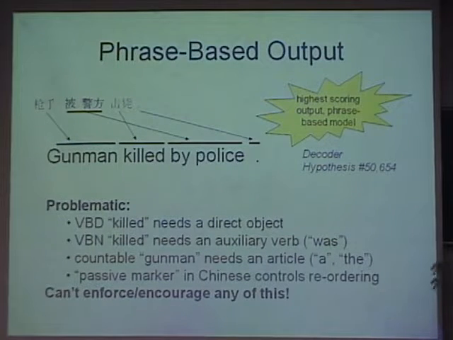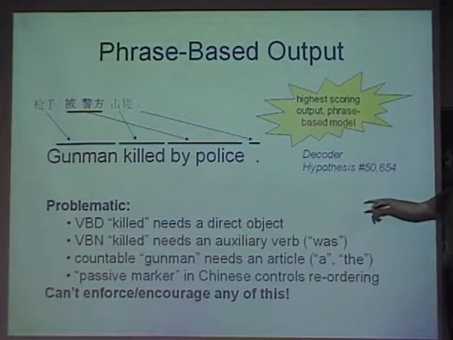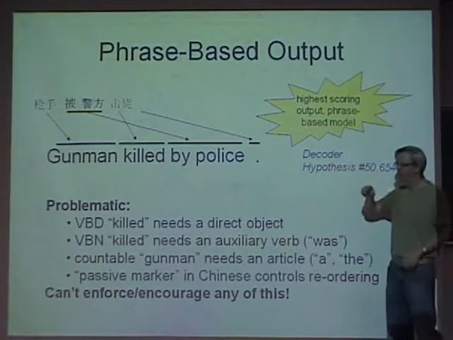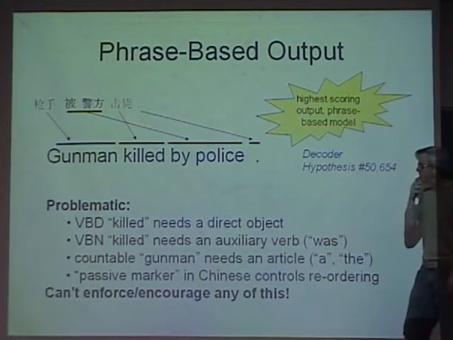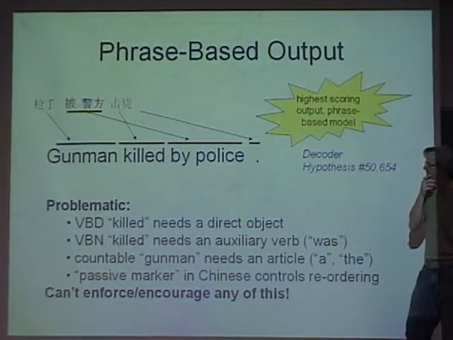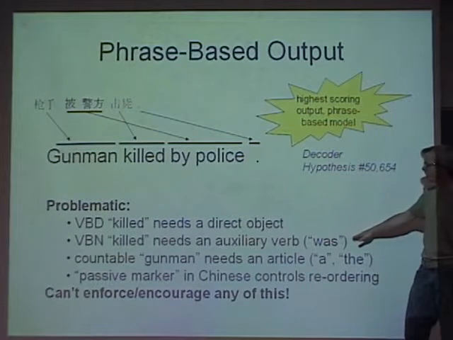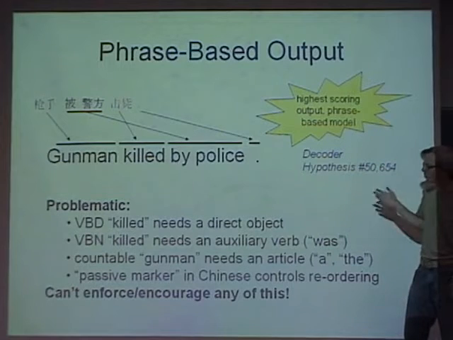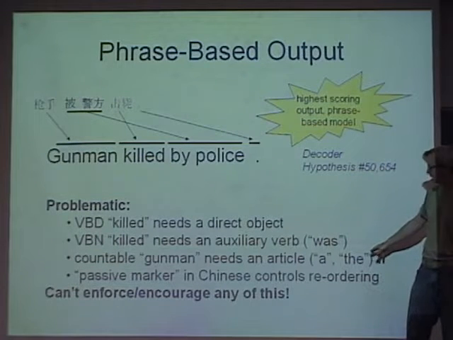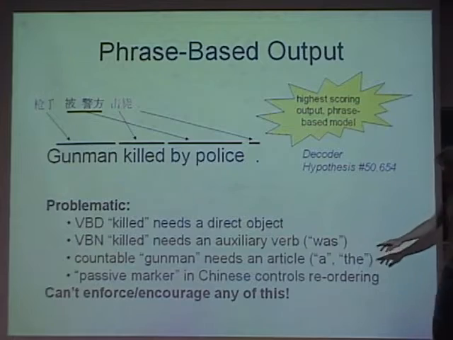Okay, does that make sense? All right, so there's a bunch of problems here. This is not a headline, this is a sentence in the middle of an article. So the past tense verb needs a direct object. There's no direct object for kill, but if it's a past participle, then it's missing the was or the were. Gunman needs an article, a or the.